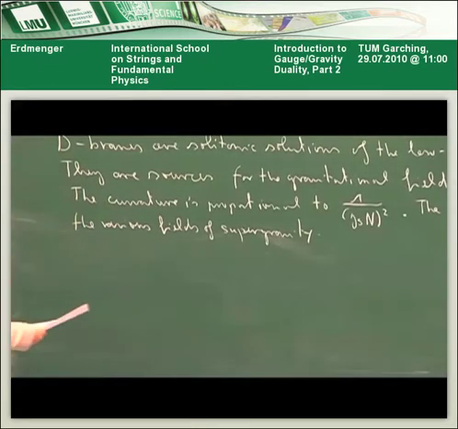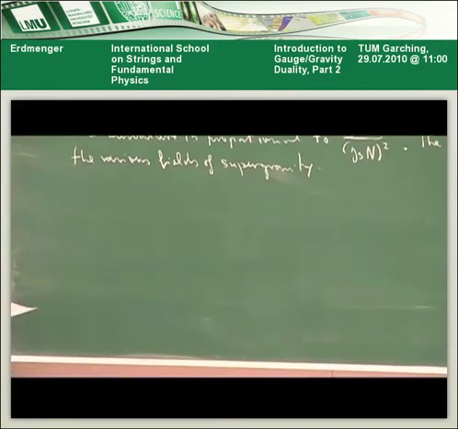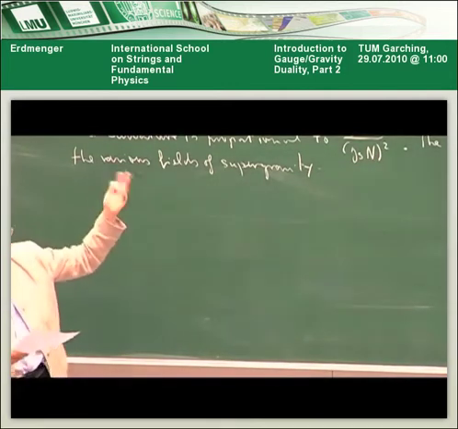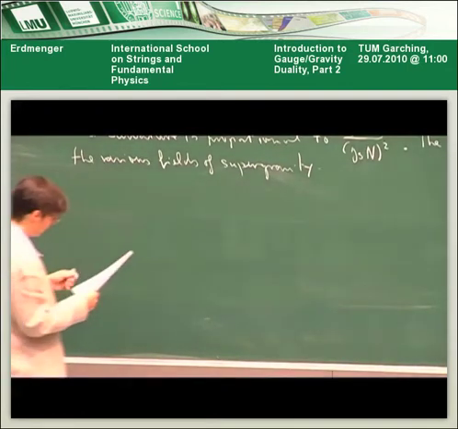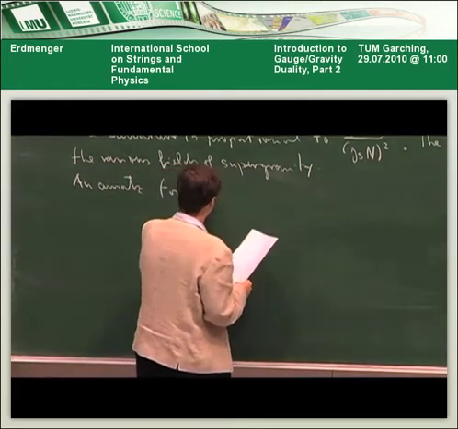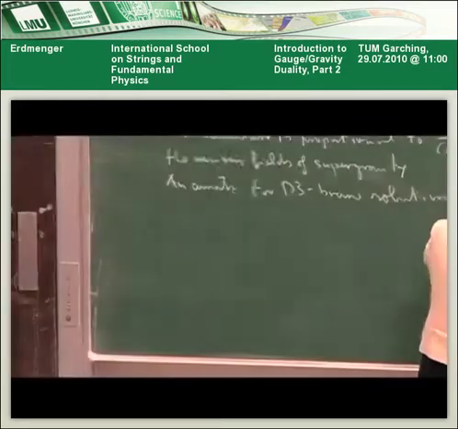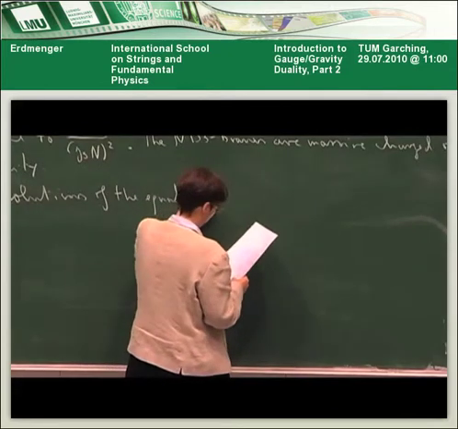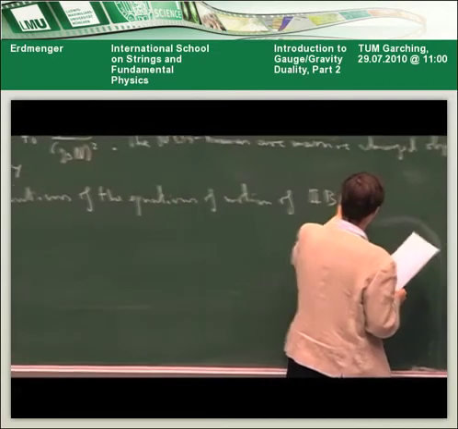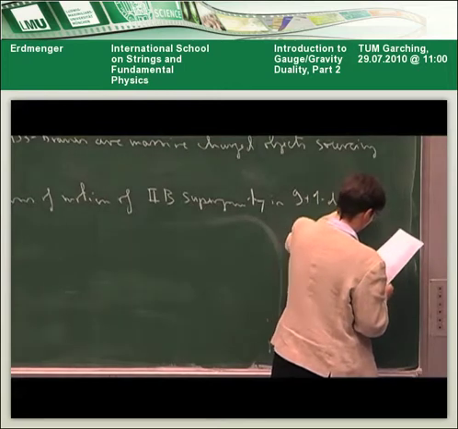Okay, so now let me make this a little more concrete and write an equation. In particular, I'm going to write an ansatz for solving the 10-dimensional supergravity equations, which will have exactly the symmetry corresponding to these three branes. So an ansatz for these three brane solutions of the equations of motion of type 2B supergravity in 9+1 dimensions is the following.